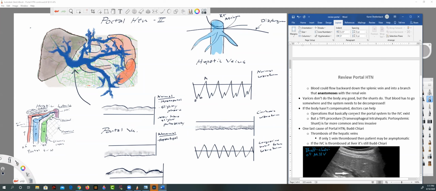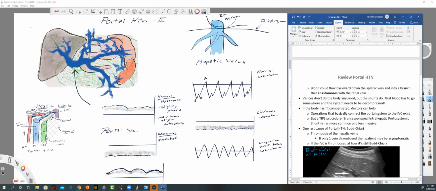Operations that basically connect the portal system to the IVC exist. And so that was the mesocaval shunt or the other operative shunts in the abdomen. However, people usually don't get that anymore. They get the TIPS procedure because that can be done, I think, practically on an outpatient basis.